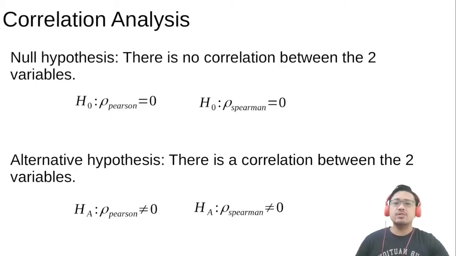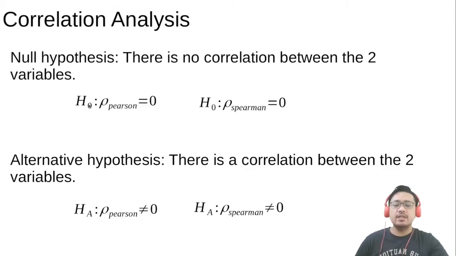How will we perform hypothesis testing? First, we need to state our null hypothesis. There is no correlation between the two variables. H sub 0: rho sub Pearson equals 0. H sub 0: rho sub Spearman equals 0. Remember, rho can be substituted with small letter r.